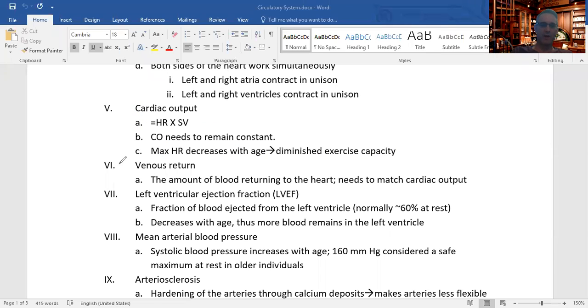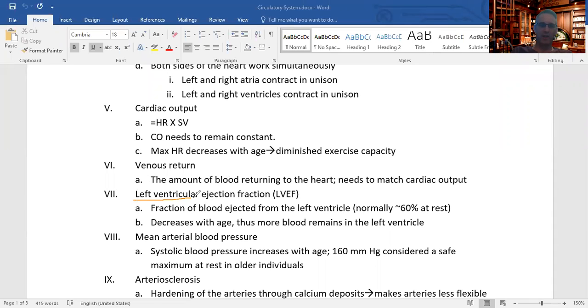All right, the next term here is venous return. Venous return is just like cardiac output, except now it's the blood coming back to the heart instead of the blood leaving the heart. But because this is a circuit where you go from the heart around and back into the heart again, the amount returning back to the heart in a minute would need to equal the amount going out from the heart in a minute. Otherwise, it's going to back up somewhere. And so venous return needs to match cardiac output.